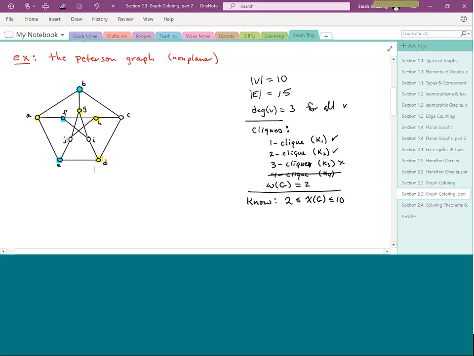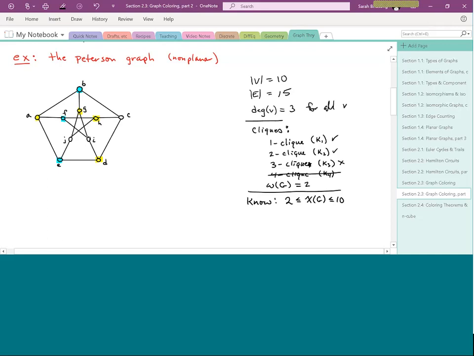So J, no, because it's adjacent to a yellow and a blue vertex. C, no, because it's adjacent to a yellow and a blue vertex. And I know I pointed to the wrong one and said the wrong color. And I, looks like you're good here for blue, and then don't forget you've got the F there. So you do have to pick up a 3rd color for these guys.